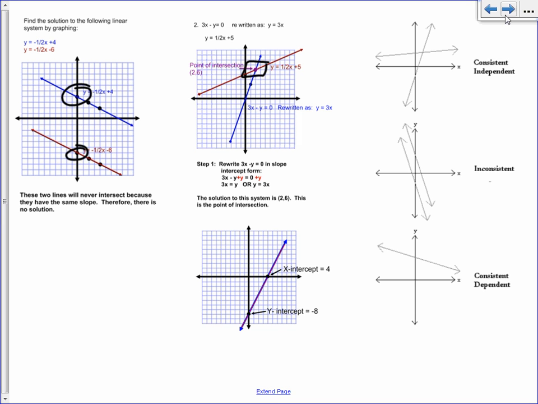Consistent means solutions. That's why this one here and this one here are consistent. They have solutions. This one, dependent, has infinitely many solutions. Independent has one solution. Again, as we were going through this chapter, it has one solution made up of how many parts? 2. It's made up of an x and a y. And what does that x and y do to both equations?